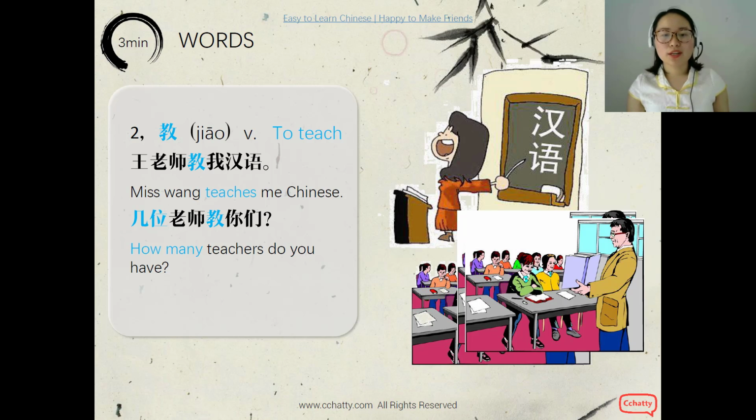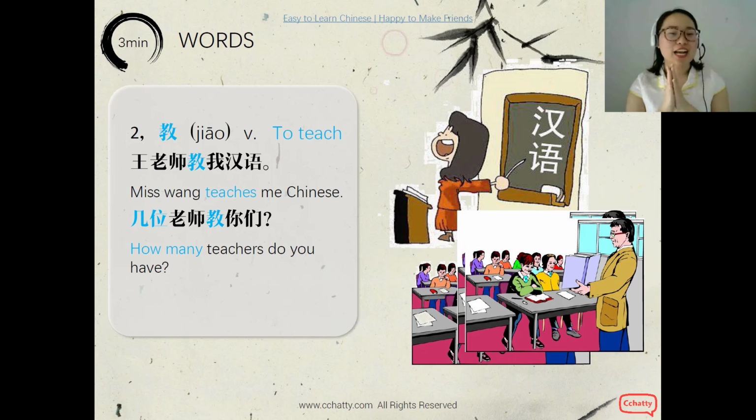Miss Wang, or Teacher Wang, teaches me Chinese. 王老师教我汉语。Read it again. 王老师教我汉语。And the second sentence, which I just read: how many teachers do you have? 几位老师教你们？Could you please read it?